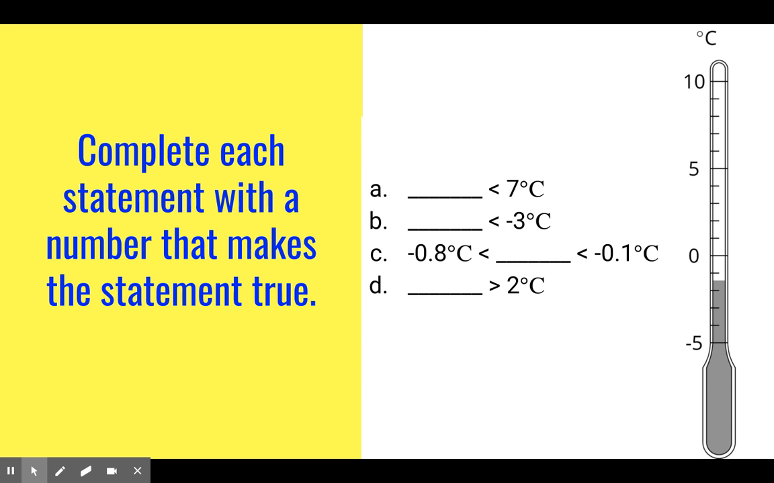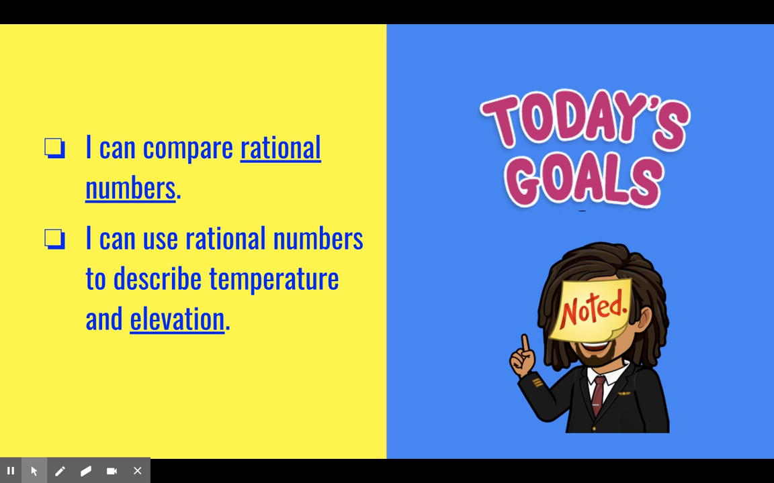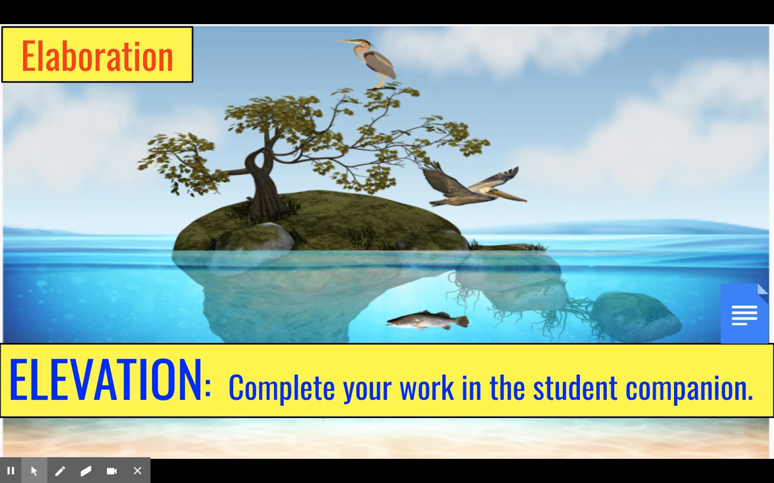So let's jump to our goals for today. The first thing that we want to be able to do today is to compare rational numbers. We also want to be able to use rational numbers to describe temperature and elevation. Next, we're going to jump into our elaboration activity, which can be found in your student companion. Our elaboration activity is entitled Elevation. And once again, we're completing the work in your student companion.